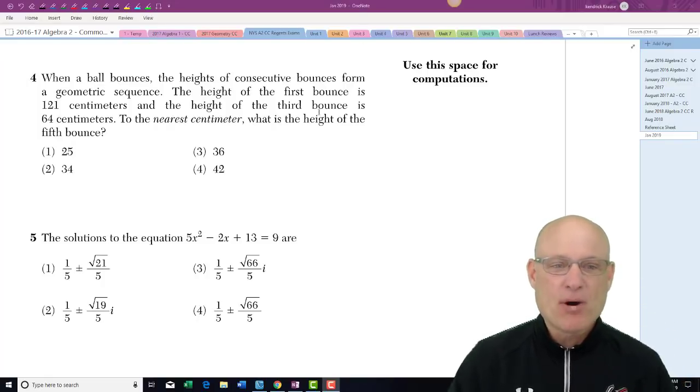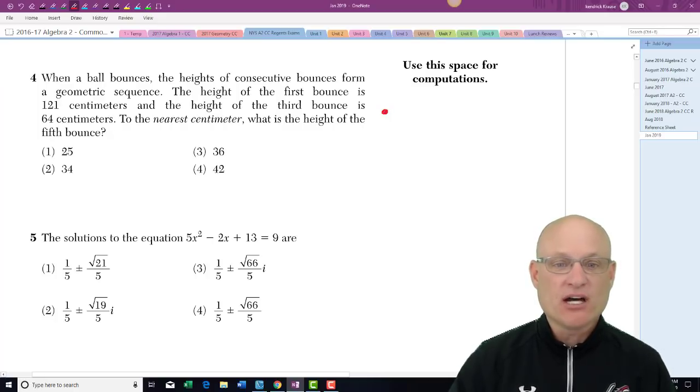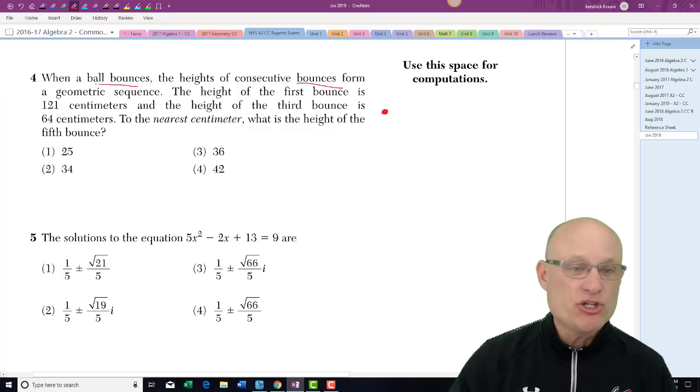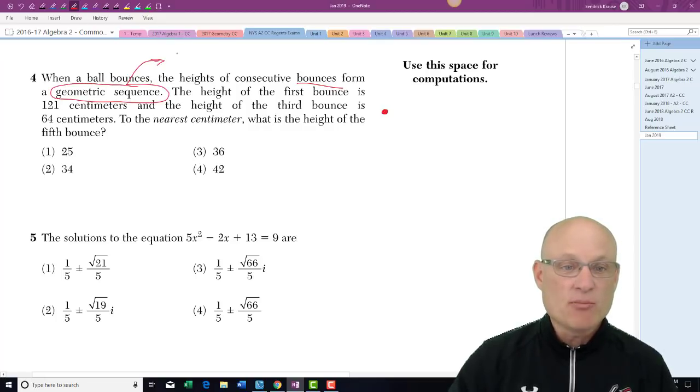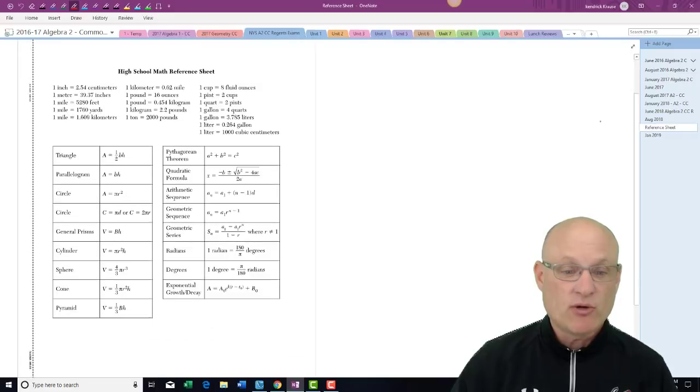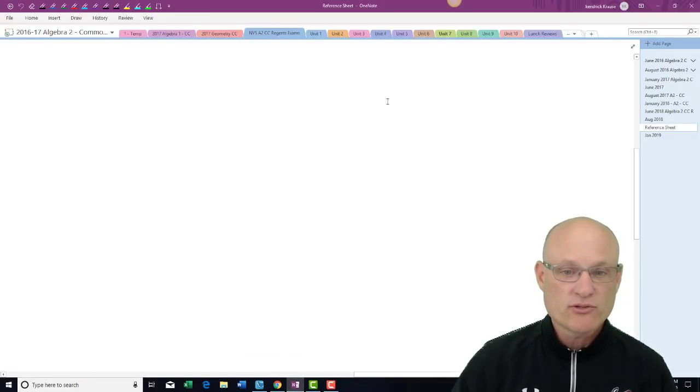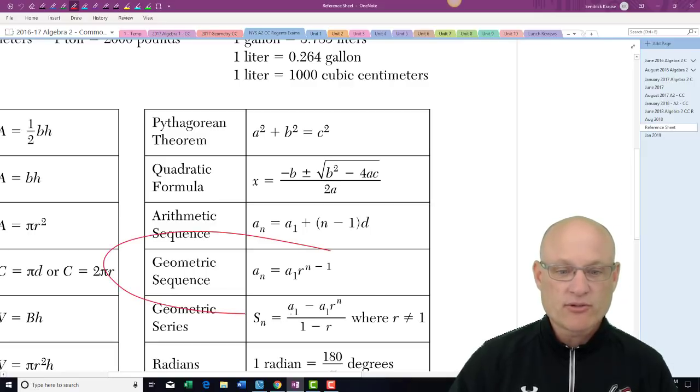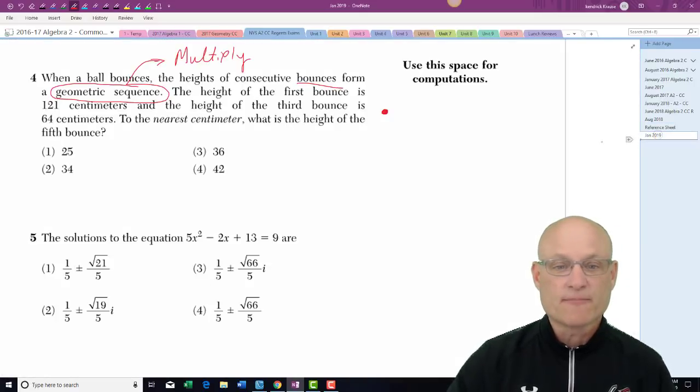All right, kiddos, we got a ball bouncing. Here's our ball. Oops, I got the eraser. Here's our ball. All right, when the ball bounces, the heights of consecutive bounces are a geometric sequence. Whenever they say geometric sequence, that means we're going to multiply. And we're probably going to want to use this geometric sequence formula, which just got hidden. Right here, that geometric sequence formula. But we'll come back to that in a second.